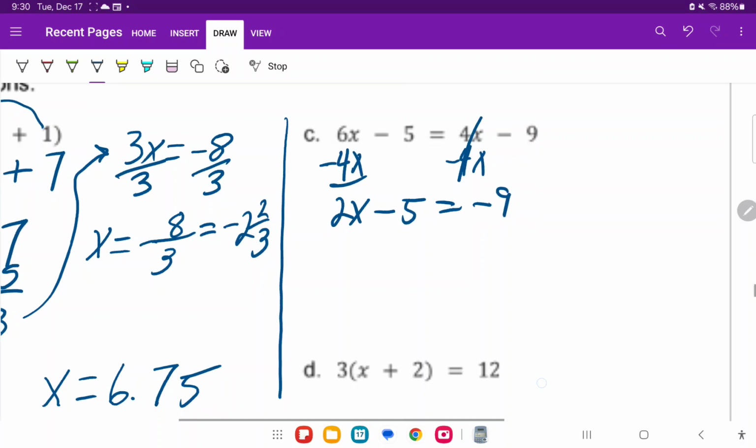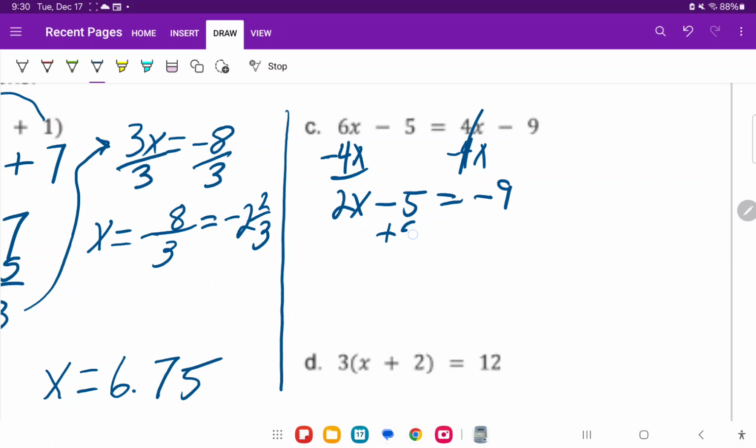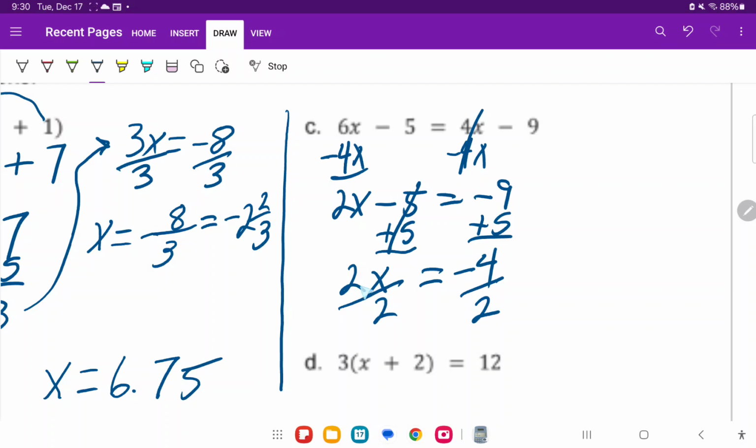All right, so then at this point, we will add 5. So 2x, that cancels. Bring down your equal, and that's going to give you negative 4. So then we'll divide by 2. So x will equal negative 2.